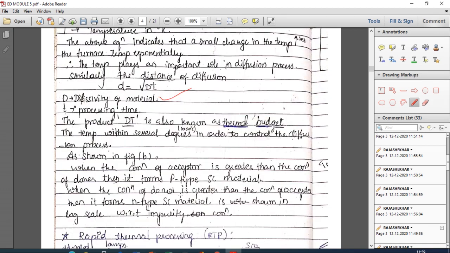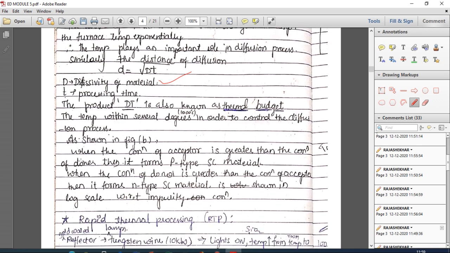Now, as I said, this product is also known as the thermal budget. Remember this: the temperature must be controlled within several degrees in order to control the diffusion process. The thermal budget is the distance for which we have to control the temperature, which is around 1000 degrees Celsius. So based on the distance, we have to diffuse the dopant. That is the meaning here.